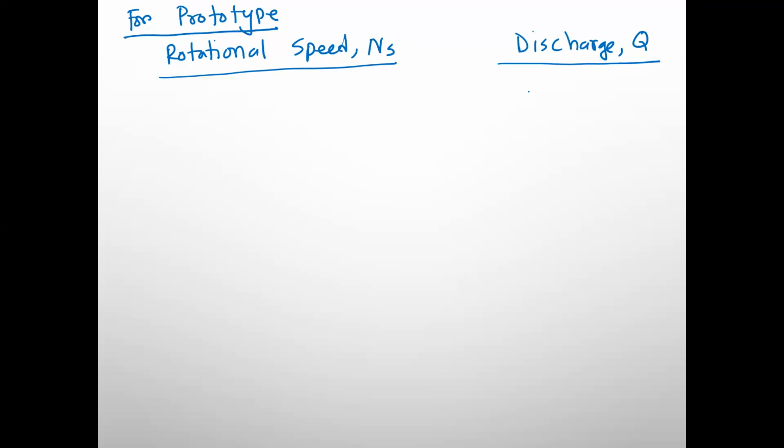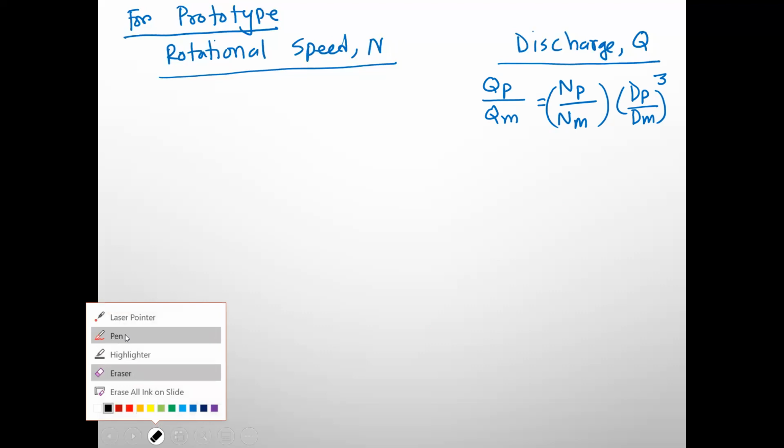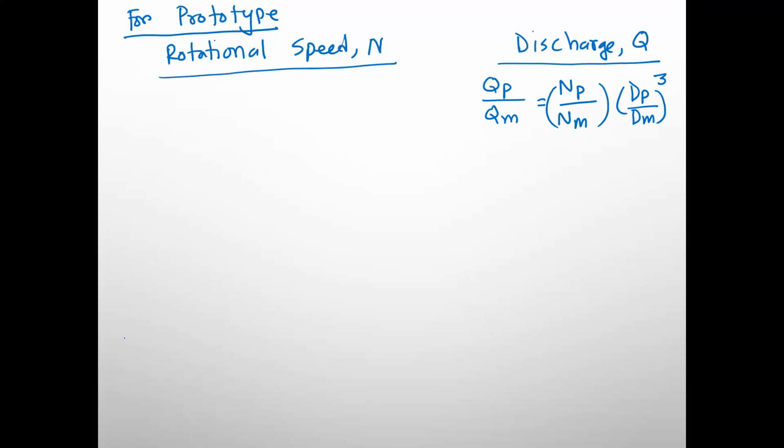Okay, and I'll write down the equation and then we'll see how we can find this stuff. For discharge, the equation is QP over QM equals to NP over NM times dP over dM to the whole cube. Now you can see that from this equation, we need to know the rotational speed to get that discharge. And I made one mistake. That should be just N, not the NS. Okay. Now, for finding the discharge, since we need to find N, like rotational speed, let's calculate that one first.